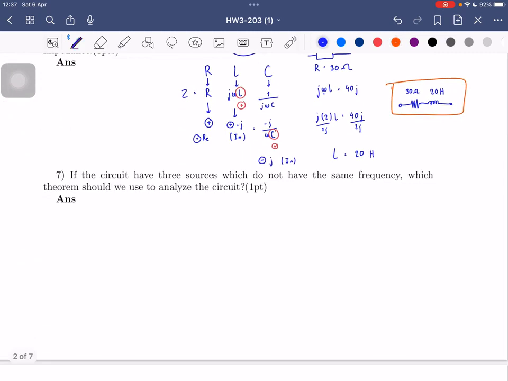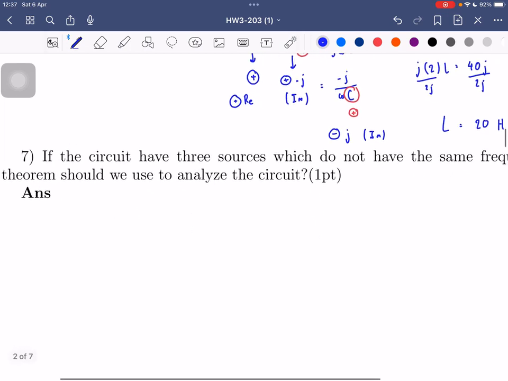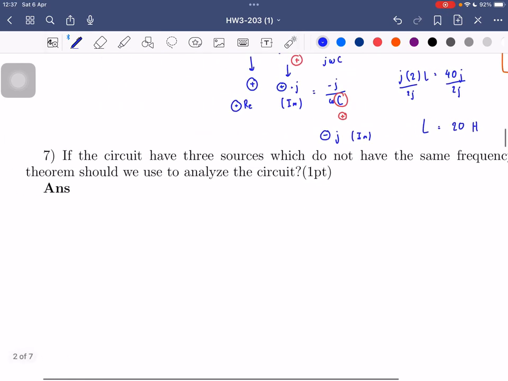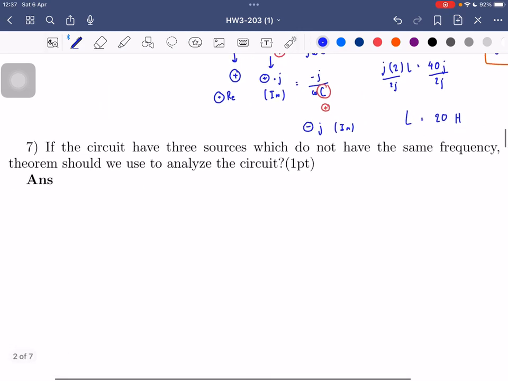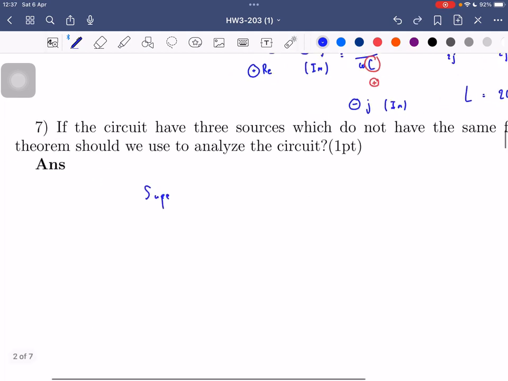Finally, number 7 of the main problem number 1. If the circuit has three sources which do not have the same frequency, which theorem should we use to analyze the circuit? If you remember the theorem, the answer is the superposition theorem. So what is the superposition theorem?